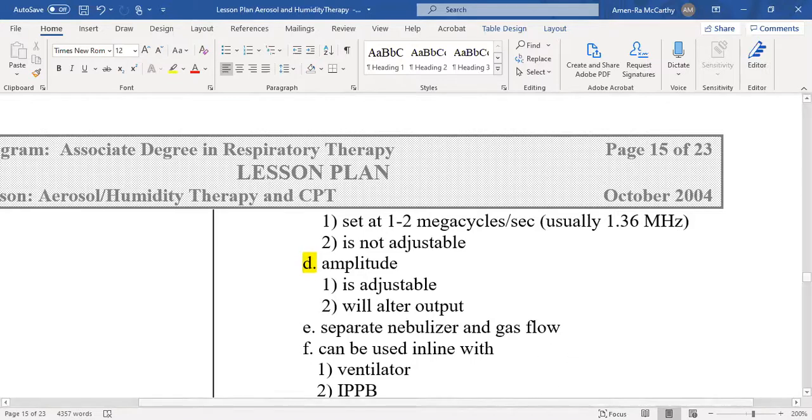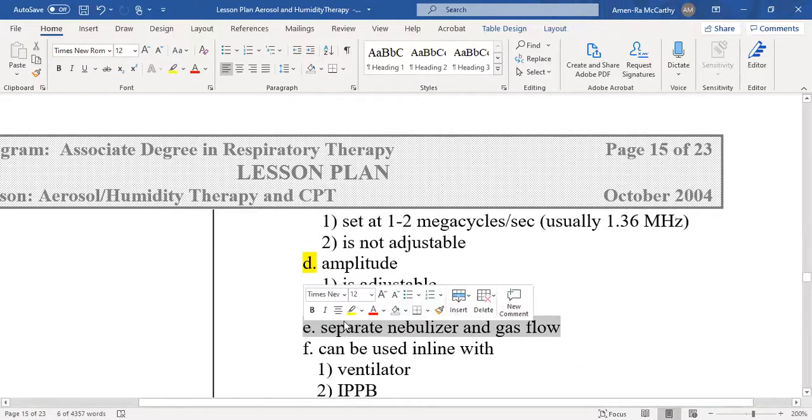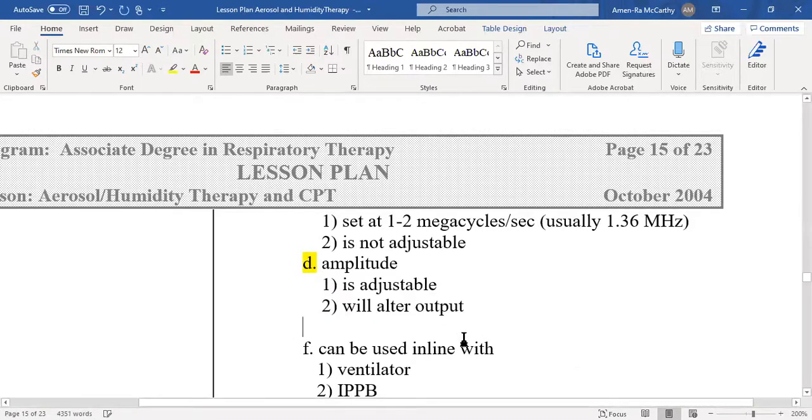Don't worry about the separate nebulizing gas flow. It's not even important.